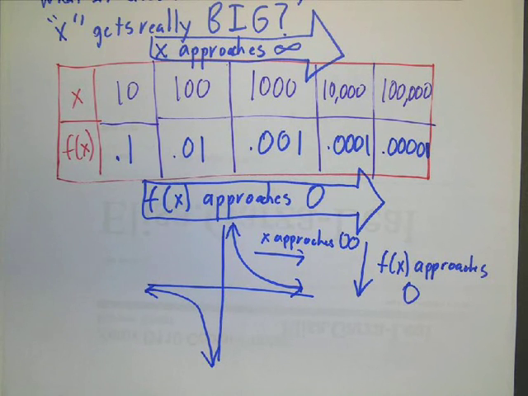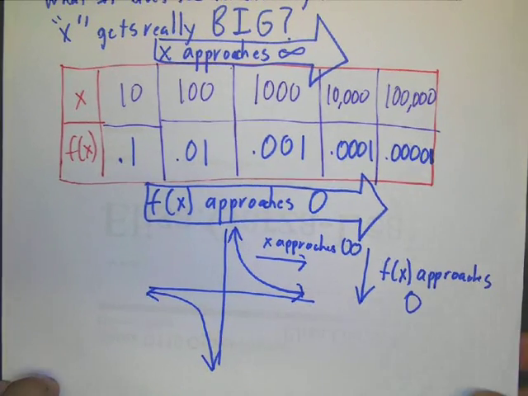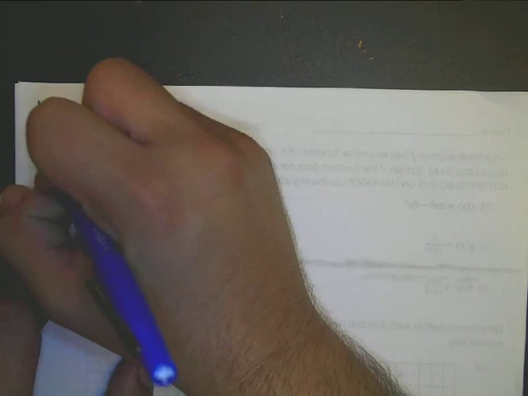Let's try one example and then we'll be done. No, we're doing 3 examples now. So, let's take the limit as x approaches negative infinity of negative 3x over x squared plus 2.